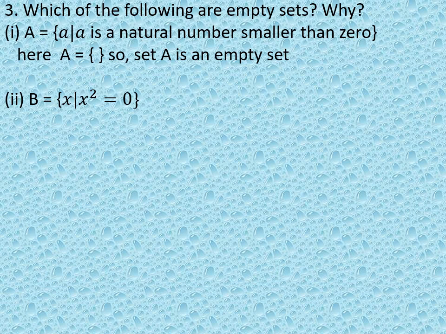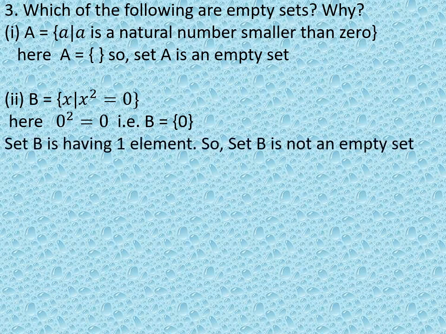Set B is equal to {x such that x square is equal to 0}. Every number has its square, but only 0 has its square equal to 0. So here 0 square equals 0. Therefore set B is equal to {0}, which means set B has one element. So set B is not an empty set.